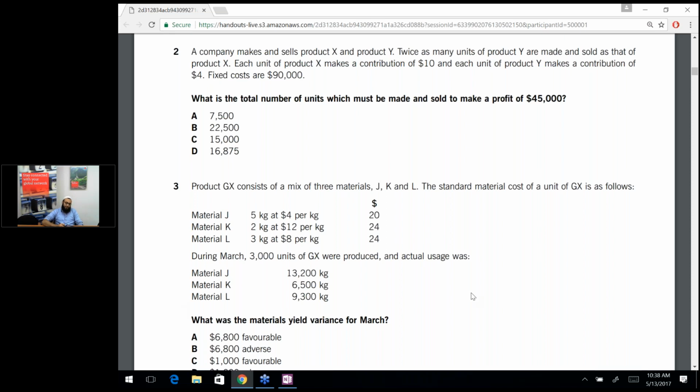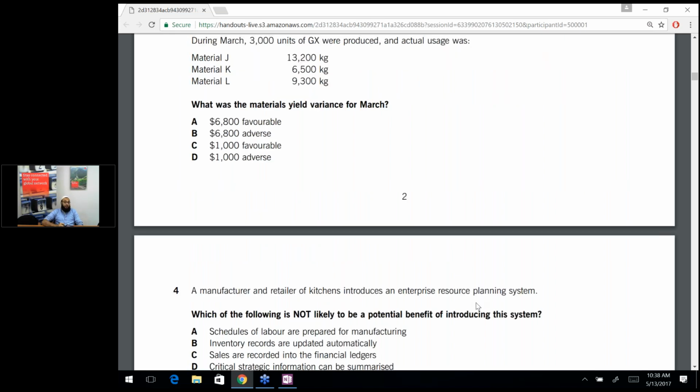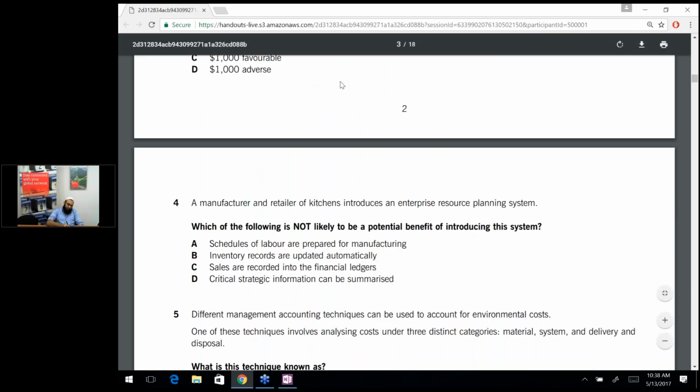Strategic information is high-level information. For example, which new products to develop, which new markets to enter. Okay, that's it. Thank you very much. Now let's take up questions after 5 more MCQs.